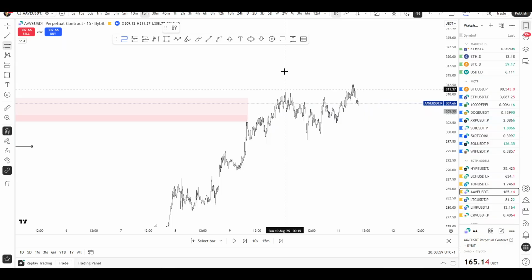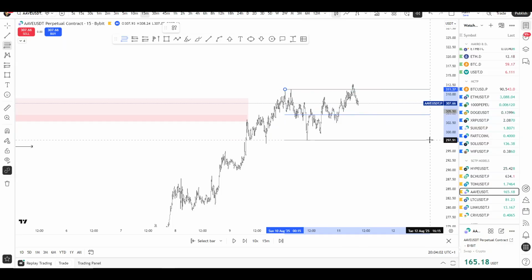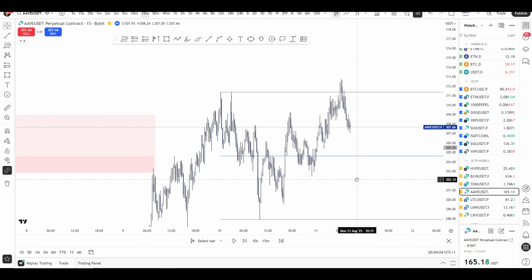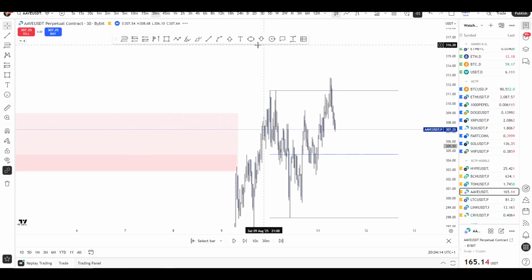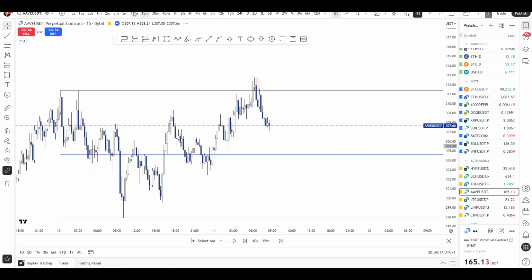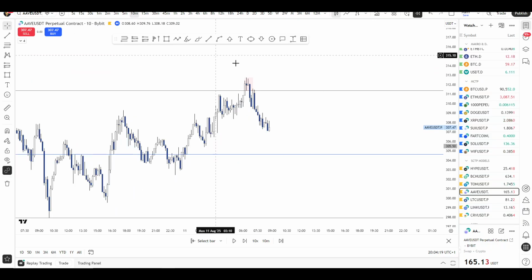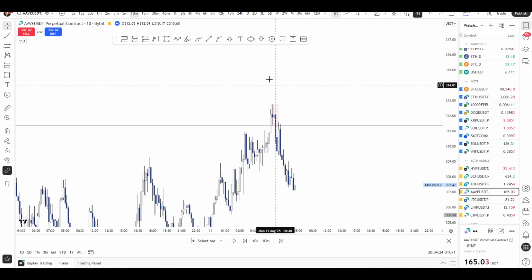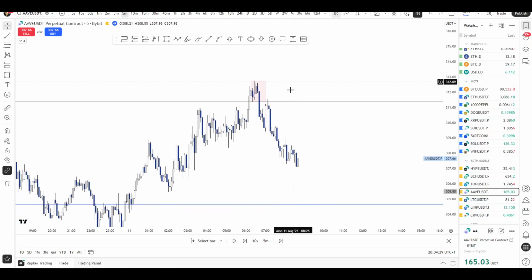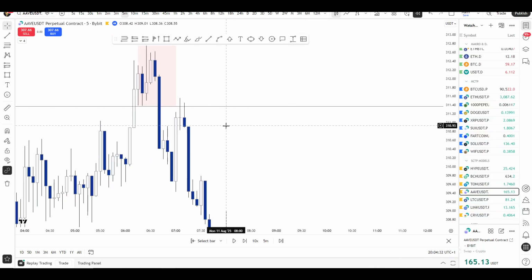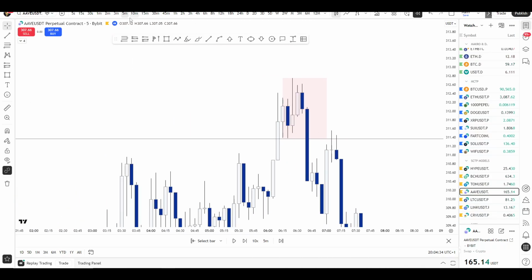Here we go. Got a nice 15-minute order block in here that already got tapped. Do we have something on a higher time frame? No. On the lower time frame, this is an order block, but yeah, this is nothing special. It did not do anything, that's why. So, and we have here, that's a doji candle.